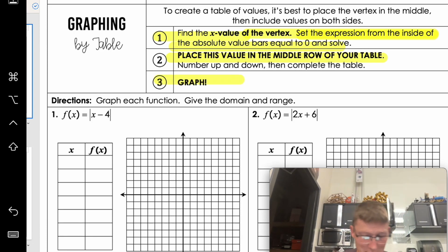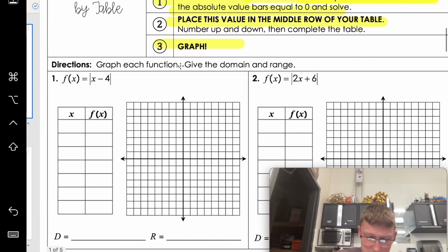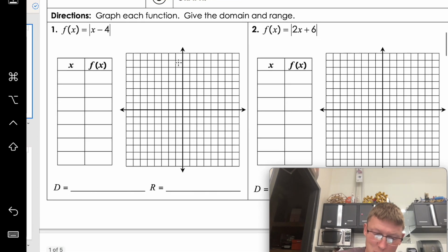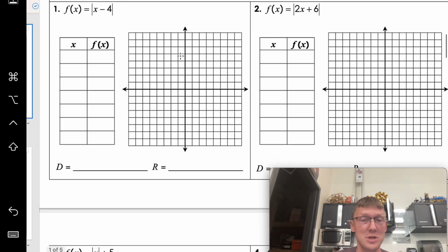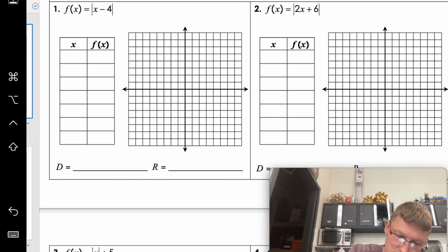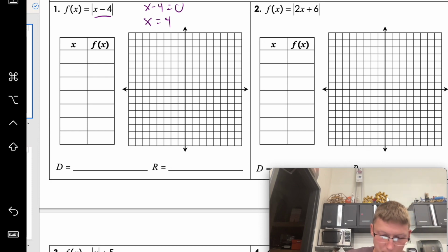In general, these examples make you do a lot more than you really need to. I'm going to show you how much I want. You can do as much as you want, but at least hit my minimum. Step number 1, find the x value of the vertex by setting the inside of it equal to 0. So if I do that here, x minus 4 equals 0. So my x value for my vertex is going to equal 4. So we're going to put 4 in the middle.